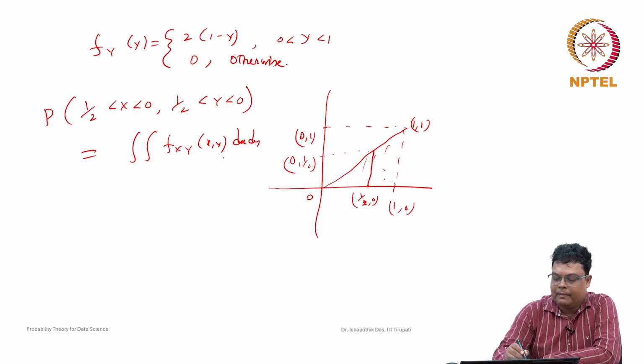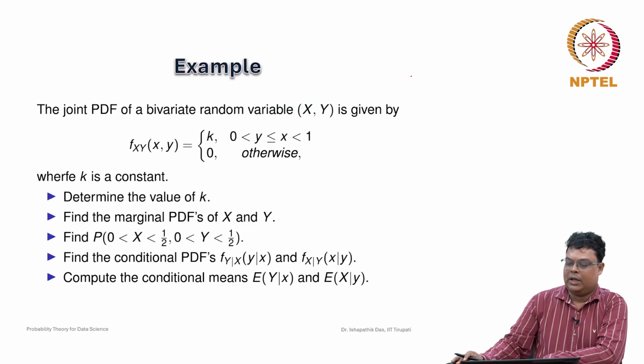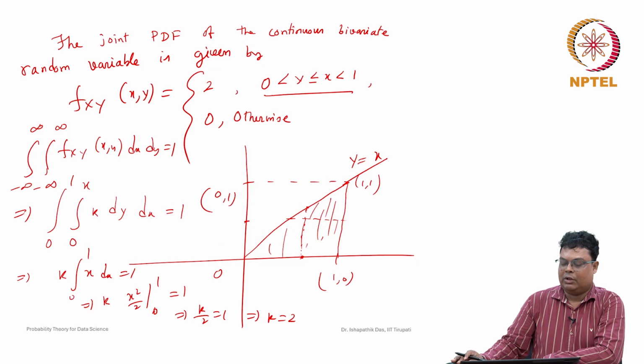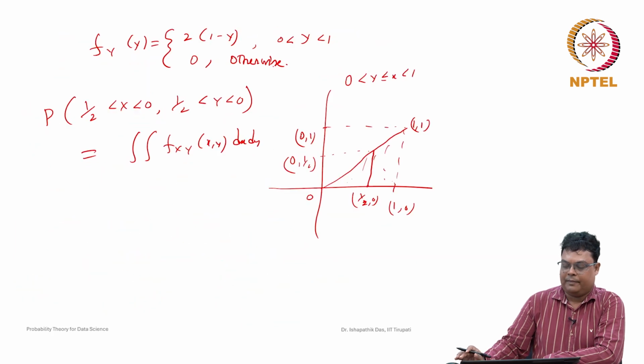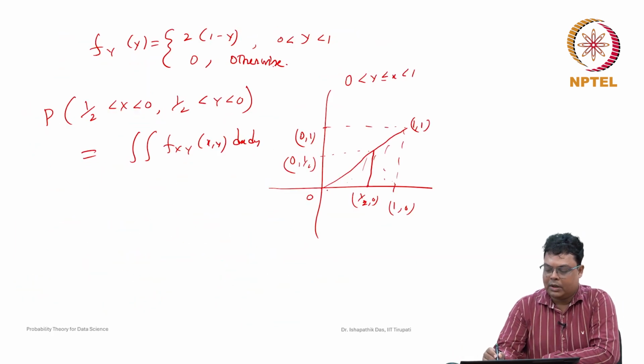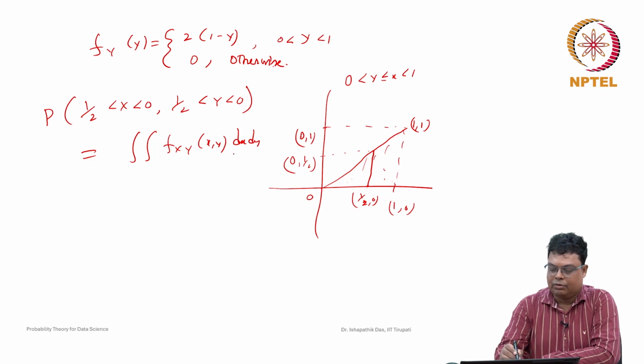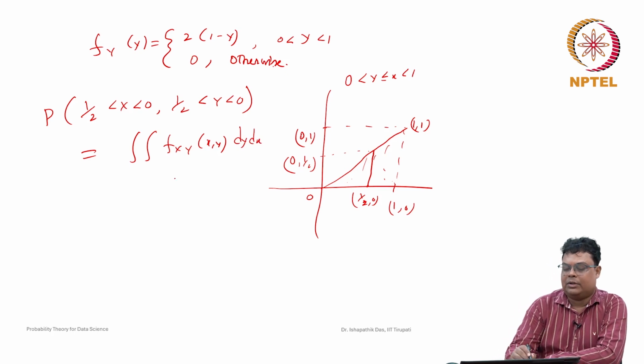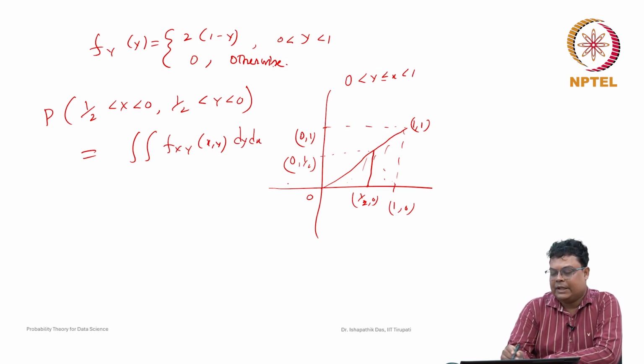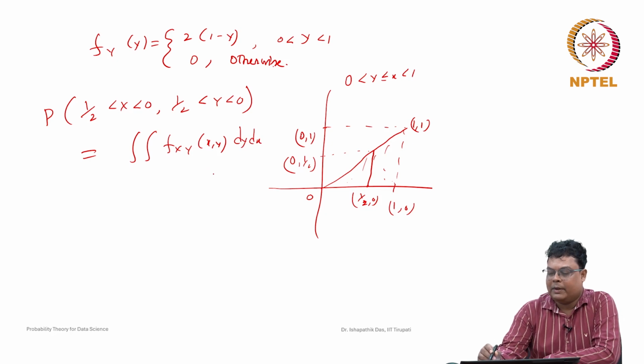So f(x,y) is non-zero when 0 < y ≤ x < 1. Here you can see the joint density is non-zero for 0 < y ≤ x < 1. So let us do the integration first over y, dy dx. We change the order of integration, assuming this can be done because the integral finally exists. So the y limit is 0 to x, whenever x is 0 to 1/2.